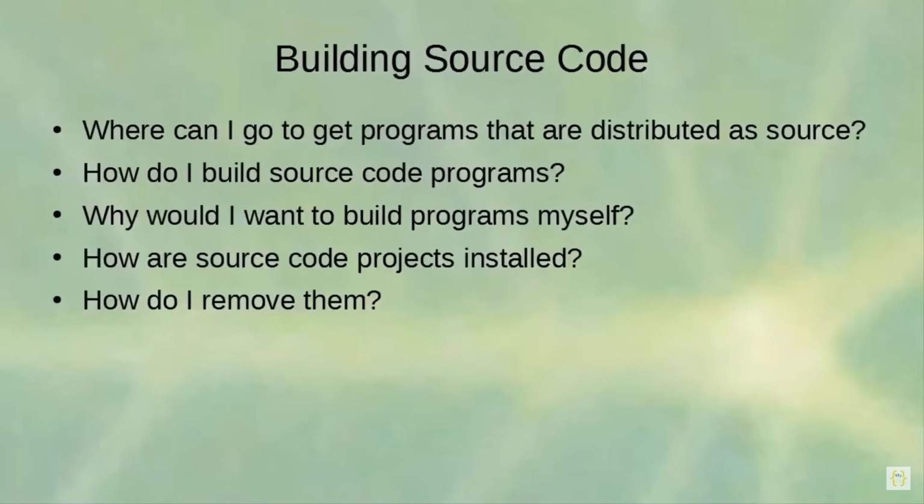So building source code. Where can I go to get programs that are distributed as source? Well, a lot of people go to GitHub. You can go to GitHub and you can download source code there. You can also go to other source code places such as SourceForge and download your source code there. Many different people who are creating projects have a source code distribution that you can download as well. But then you have to figure out how to build the source code programs. So how do you do that?